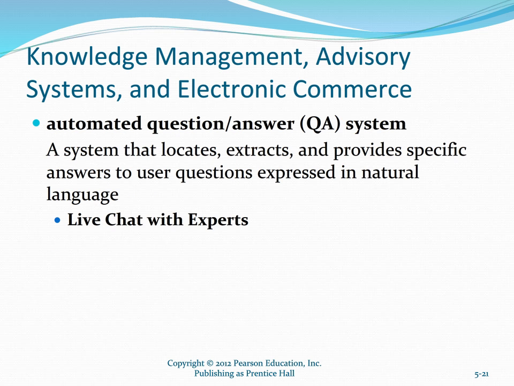Automated question and answer systems, or QAs, are systems that locate, extract, and provide specific answers to user questions expressed in natural language. The idea is that allowing users to express their questions in a natural language allows them to ask their questions in a way that they understand, and yet the systems are able to ferret out the meaning of what the questions actually mean. This really necessarily limits the domain of these types of questions.